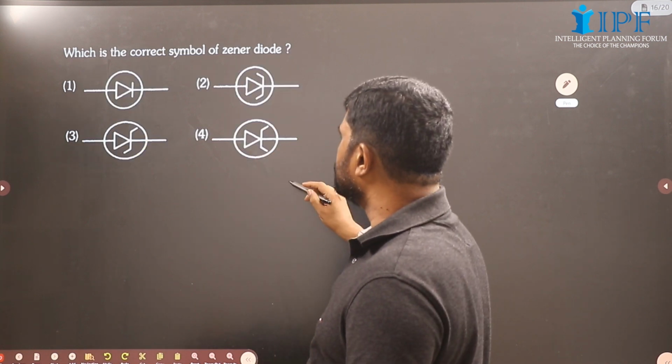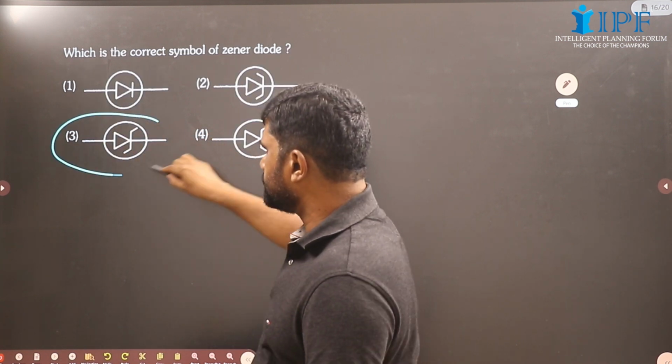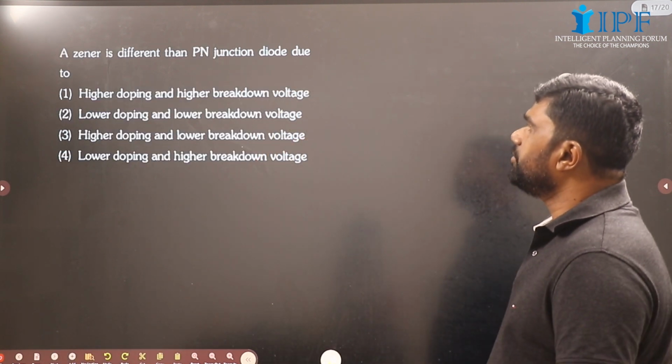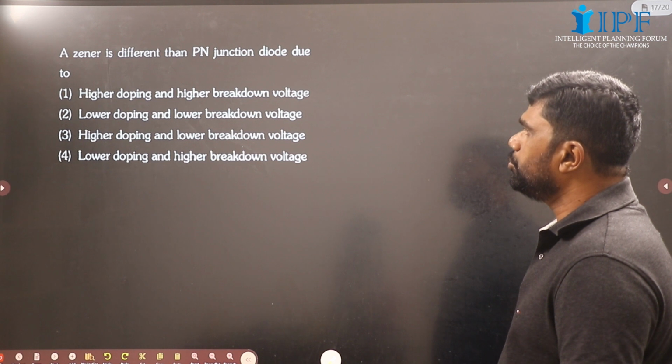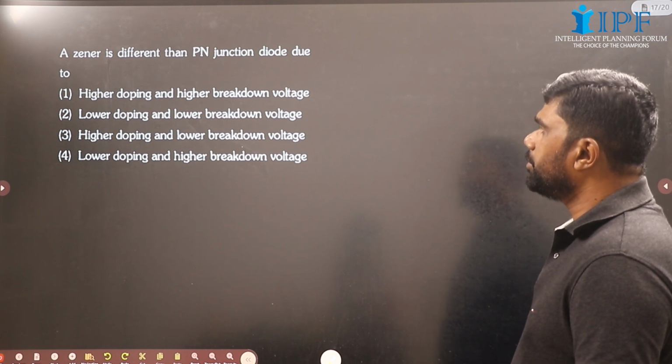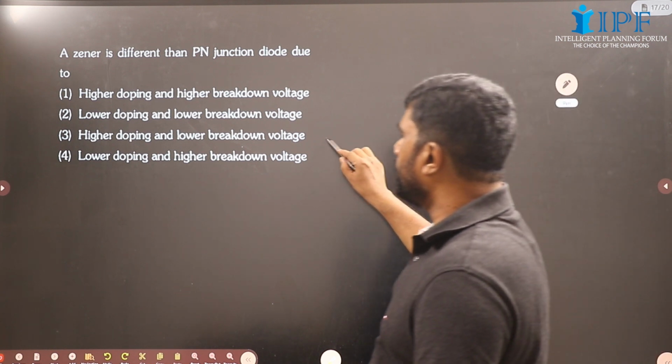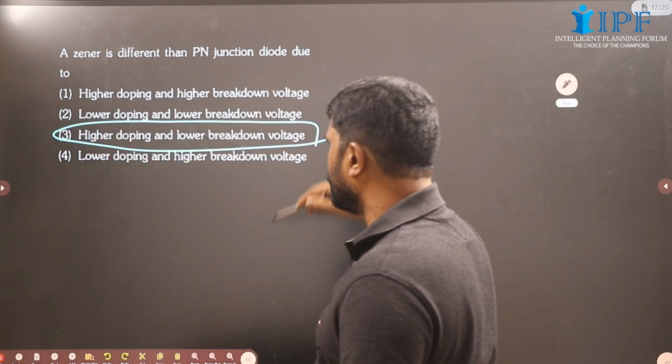Now see the actual symbol of Zener diode, that is this one. Okay. Now Zener is different than PN junction diode due to higher doping and higher breakdown voltage. Okay, higher doping and lower breakdown voltage, that is the correct option.